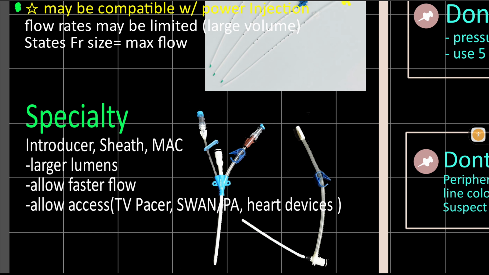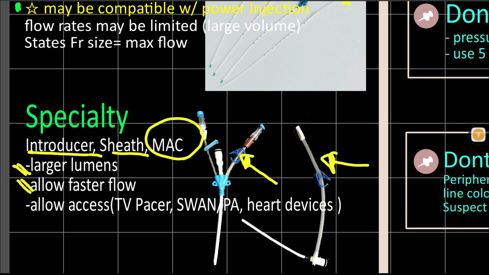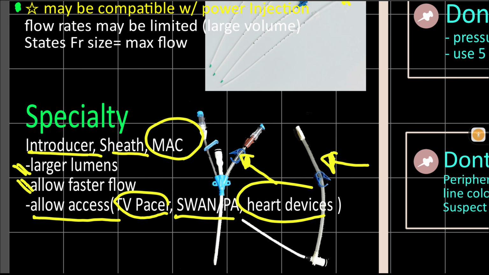Now, specialty. Okay, I will explain this in a bit. Specialty types of central lines, we have your introducer, your sheath, and your MAC. This is an example of your introducer, and this is an example of your sheath. Now, why do we put this type of specialty central lines? Because of the large lumens that they have, they allow faster flow rate and allow access for checking the hemodynamic status of your patient. Let's say the doctor wants to insert a TV pacer or Swan PA or other heart devices.